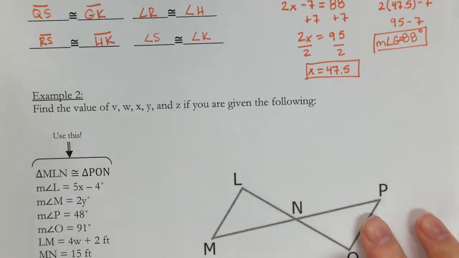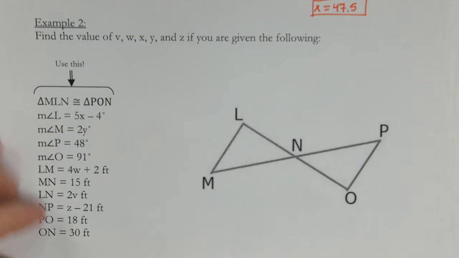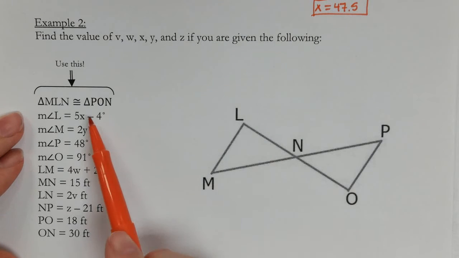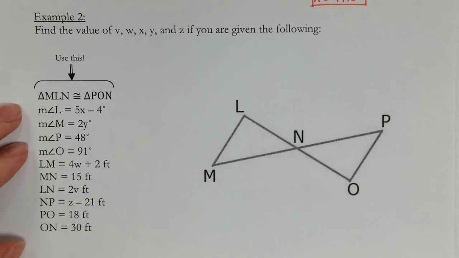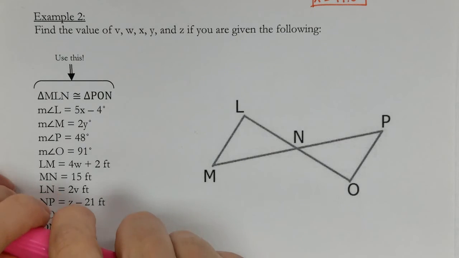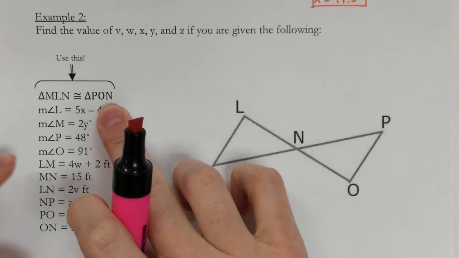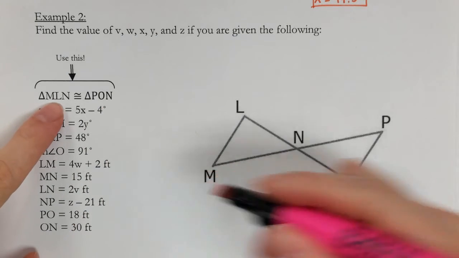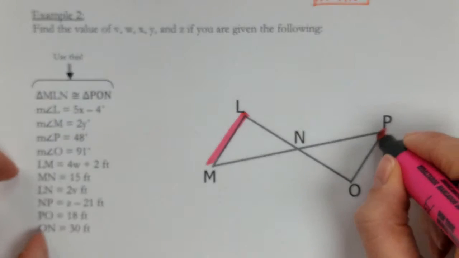Then if I move on down here, we've got a lot of stuff we need to find in this one. And also, we don't have anything filled in, so you're going to have to put all of the stuff in its correct location. So I'm going to start off labeling with my colors, or again, if you're going to use tick marks, that's fine. So I know ML is corresponding to PO.